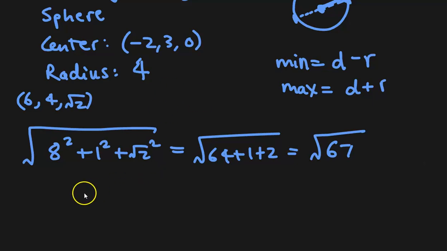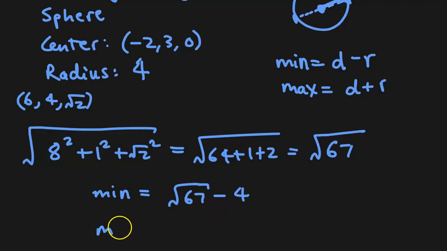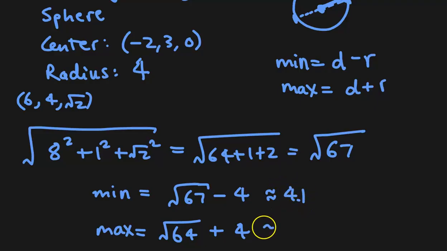We know that r is 4. So the minimum distance has to be root 67 minus 4. If you want to estimate that, this is just a little bit above 8. So this minimum distance is going to be like 4 point something. And the maximum distance is going to be 8 more than that, because instead of subtracting 4, you're adding 4. So this will be a little bit over 12. So let's call this roughly 4.1 maybe, and then this will be approximately 12.1. Those might be off, but that's just a rough estimate. And with that, we're done.